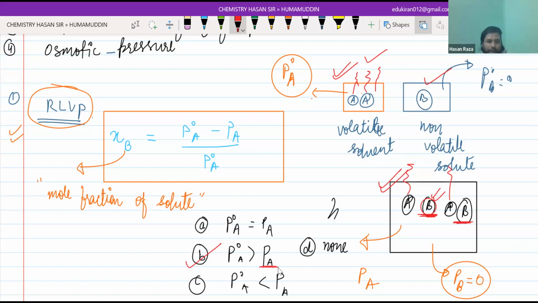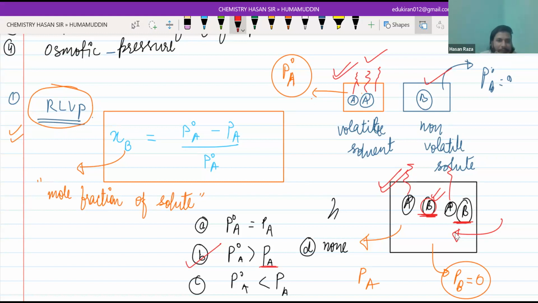Now, the most important point is that if the vapor pressure decreases after mixing a non-volatile solute, that means the boiling point will increase or decrease? What do you think? If the vapor pressure decreases, that means force of attraction increases, and if force of attraction increases, that means boiling point increases. Yes or no? Austin? Yes. And Homamuddin, please be clear with this because you will always be confused if it is not clear to you. Austin? Yes.